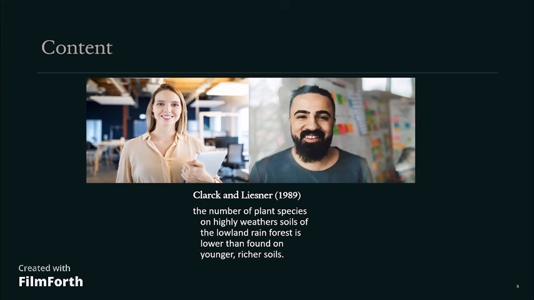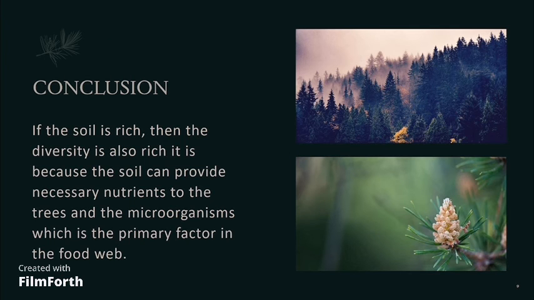To contradict those short-term results, according to Clark and Leisner 1989, the number of plant species on highly weathered soils of the lowland rainforest is lower than found on younger, richer soils. Meaning that a rich soil has diverse species living in it. So to sum it all up, if the soil is rich, then the diversity is also rich. It is because the soil can provide necessary nutrients to the trees and the microorganisms, which are the primary factor in the food web. That would be all.